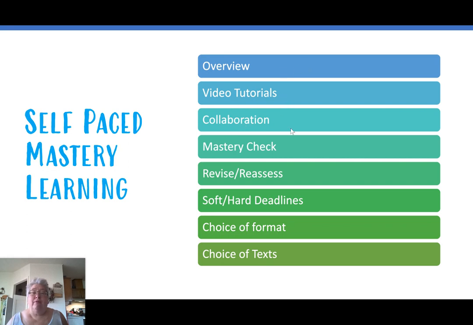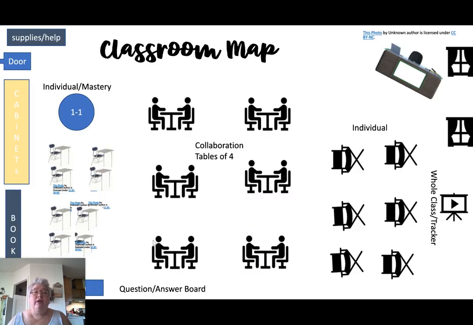So self-paced mastery learning, I'll give you an overview, and then there'll be video tutorials. You'll work through the collaboration. Then you progress to mastery check. If you don't reach mastery, then you revise and reassess. There are soft and hard deadlines, so suggested deadlines and then deadlines where submissions are cut off. You have a choice of format and a choice of text. So you pick what you read and how you process that information.